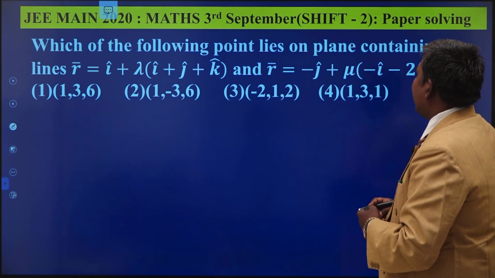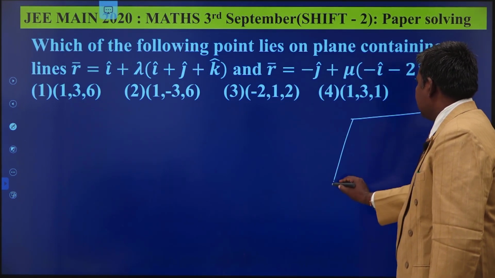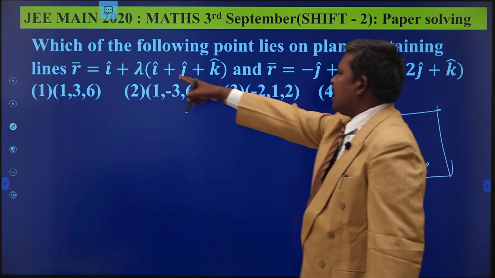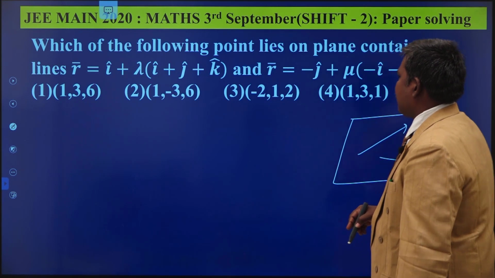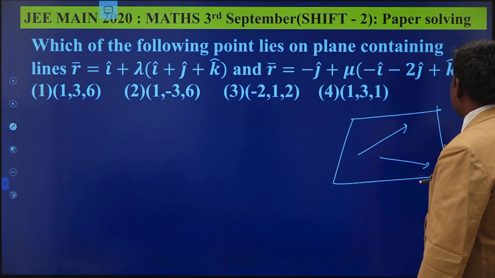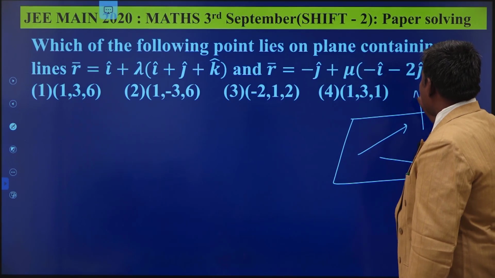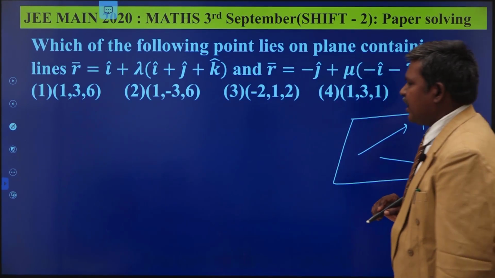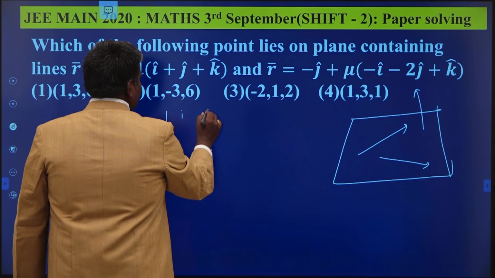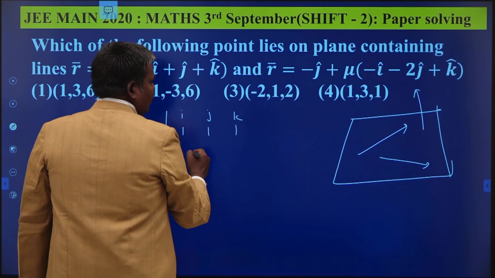The following point lies on the plane containing two lines. This is my plane, which contains two lines. This is the line passing through i bar parallel to i bar plus j bar plus k bar. This is the line passing through minus j bar parallel to minus i bar plus 2j bar plus k bar. So, can I find the normal to this plane or not? We can easily find the direction ratios of normal to the plane. That is, i, j, k, 1, 1, 1 and minus 1, minus 2, 1.